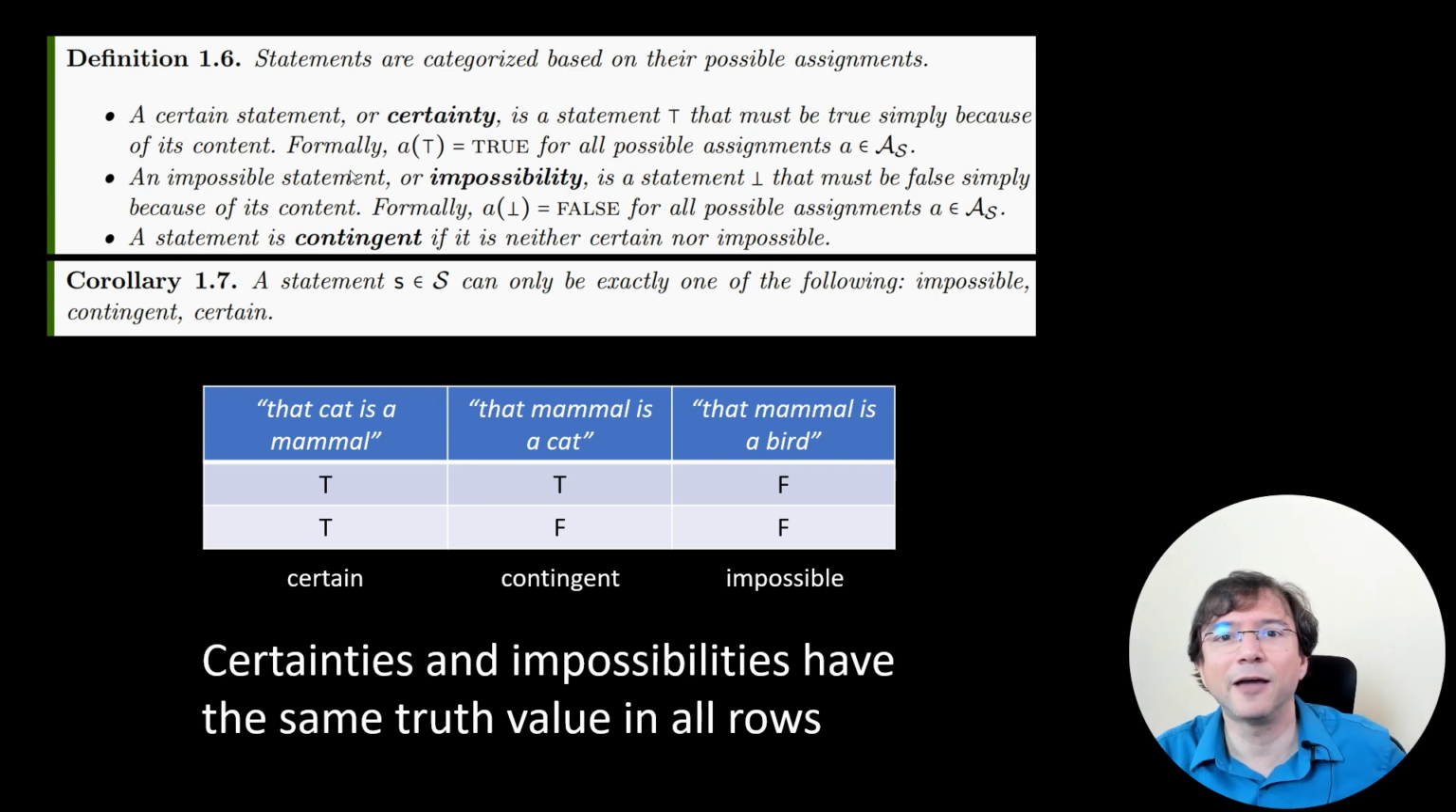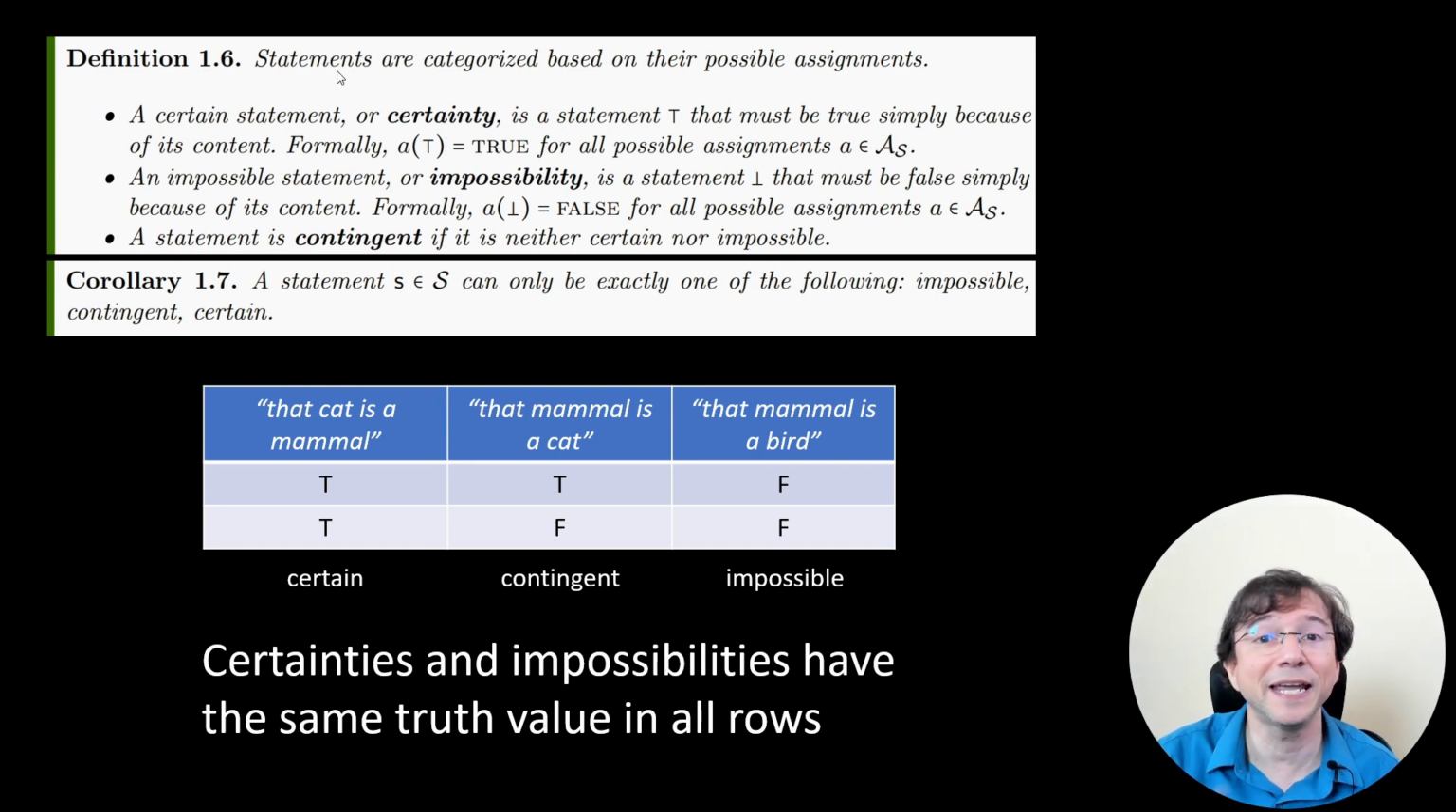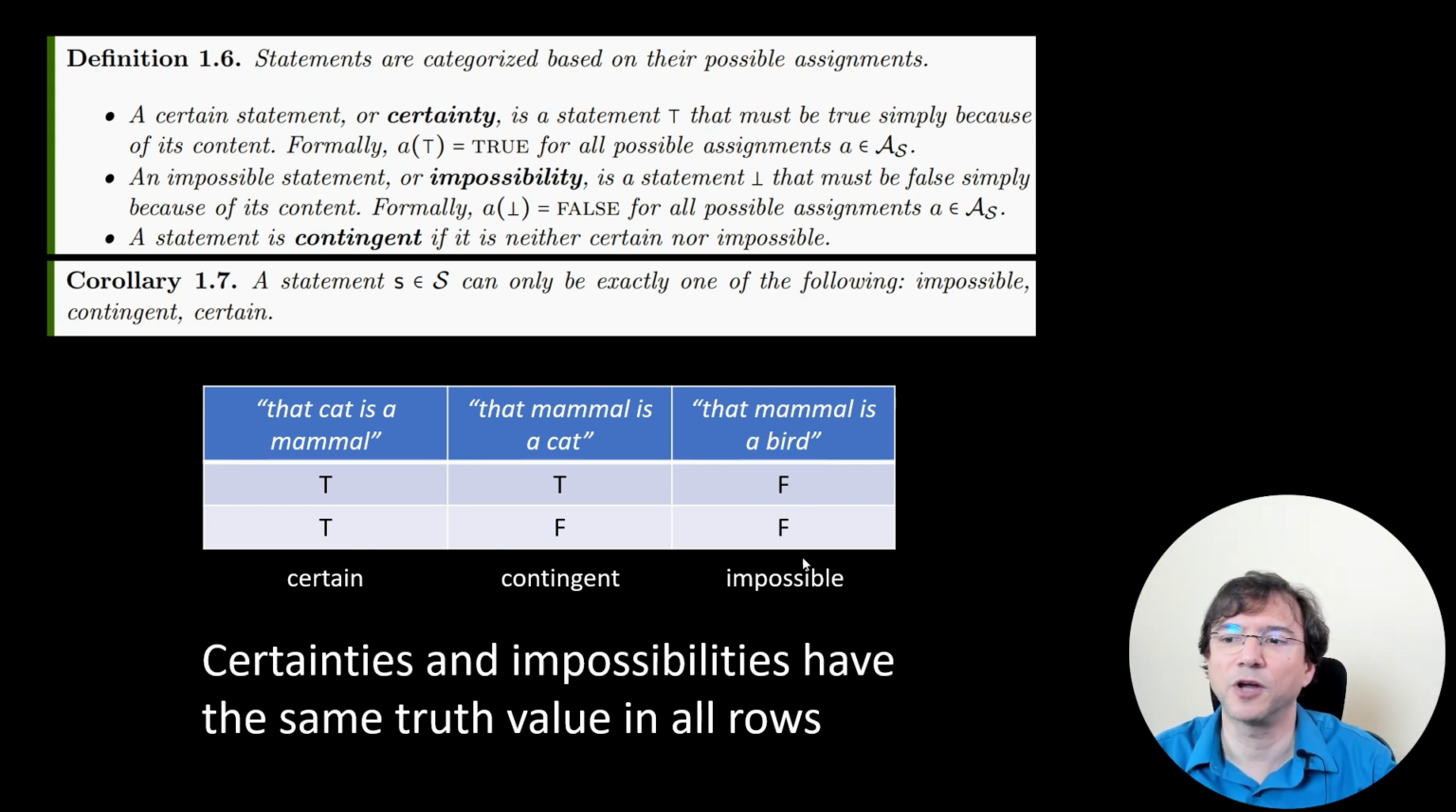Okay, so right away we can say that there are three kinds of statements. There are things that are certainties, meaning that in every assignment they're true. So if I say that a cat is a mammal, of course, that's always going to be true. So that's a certainty. We have an impossibility, which is a statement that is always false in every assignment. So that a mammal is a bird. Well, that doesn't work. It's always going to be false.